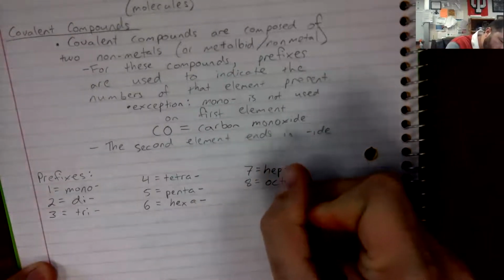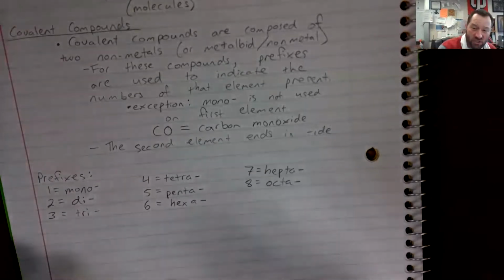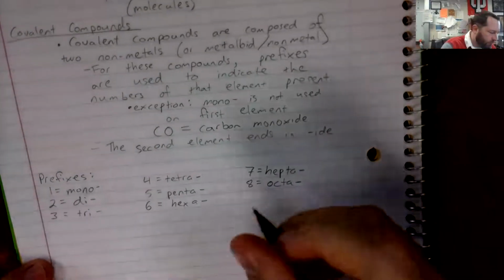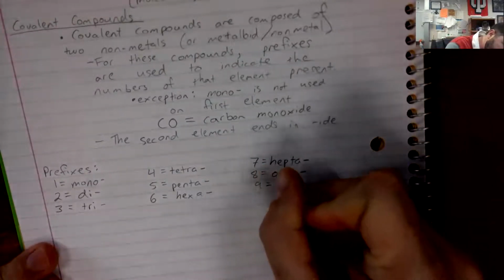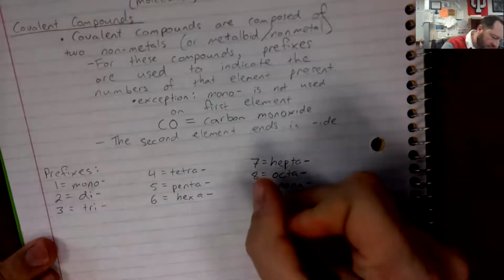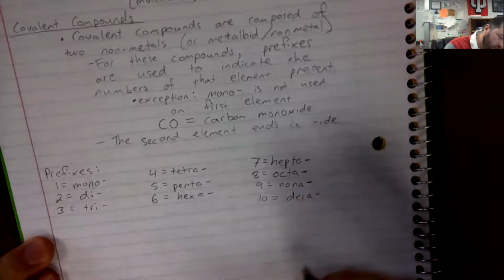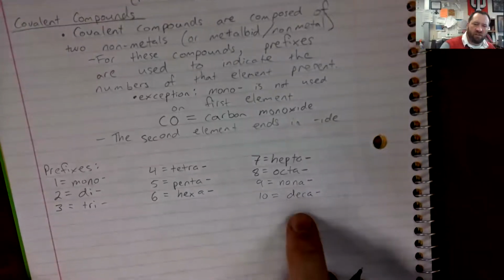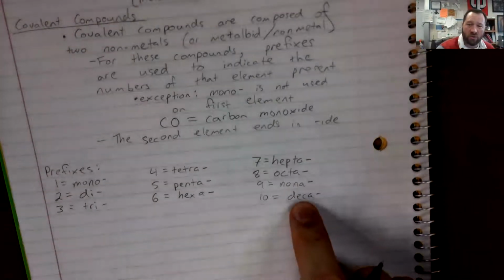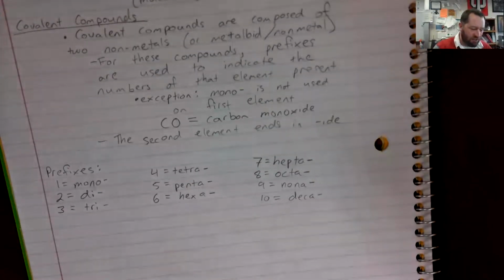8, I bet you know already. Octa, like an octagon, has 8 sides. An octopus has 8 legs. That one's pretty familiar to us. 9 is nona, and the biggest we'll get, at least for now, 10, deca. Like a decade. A decade of years is 10 years. A decathlete participates in 10 events.